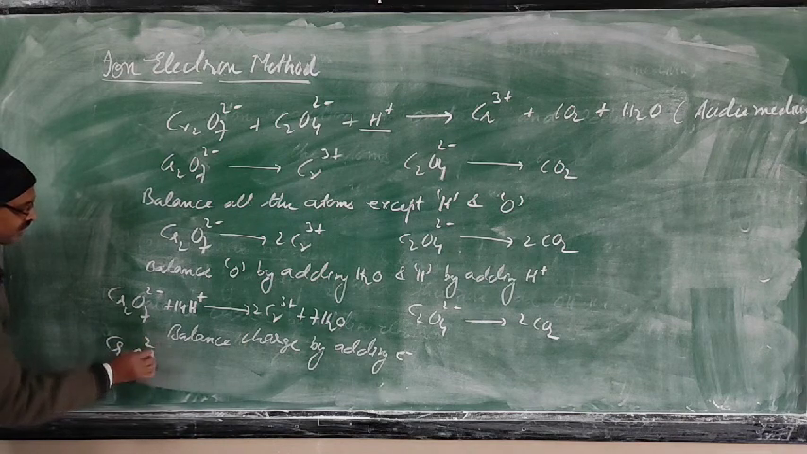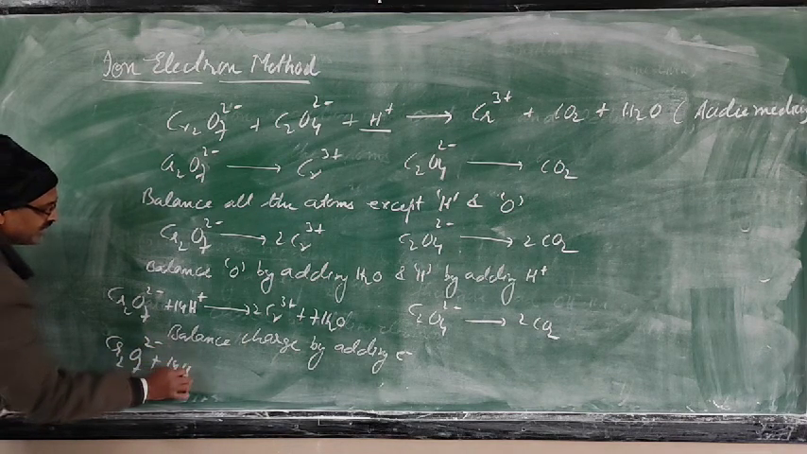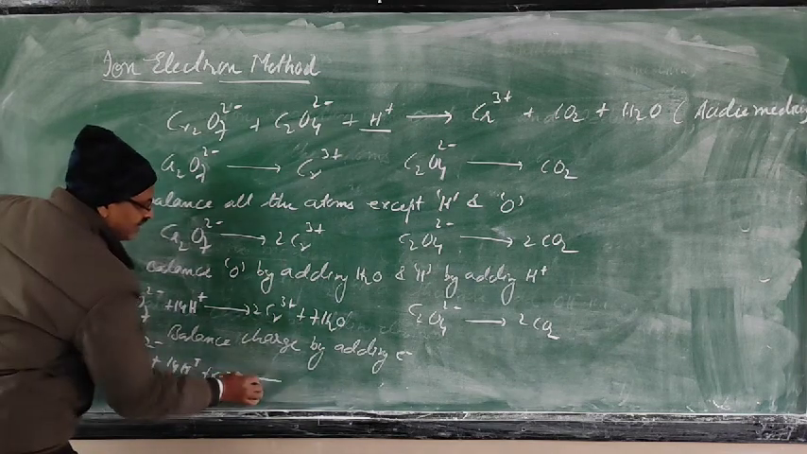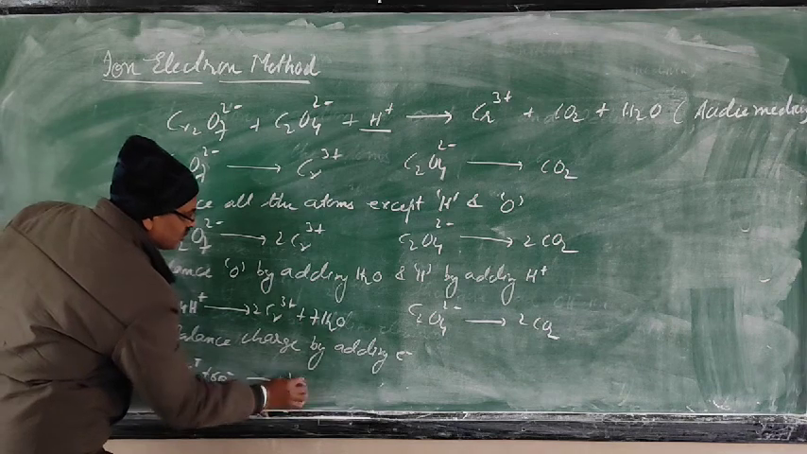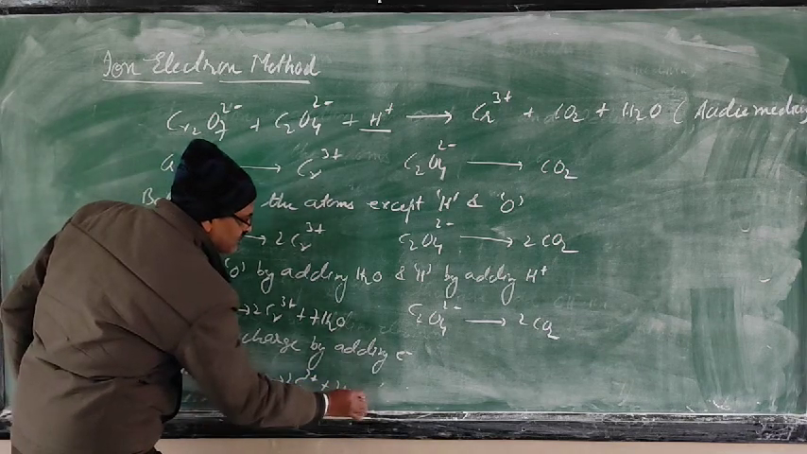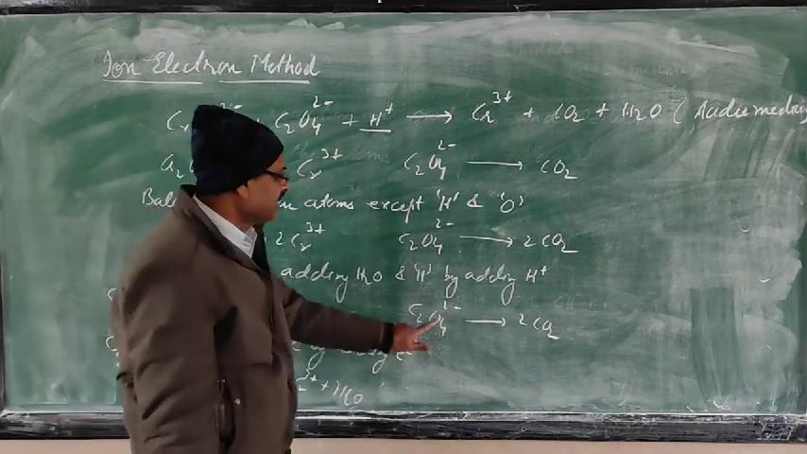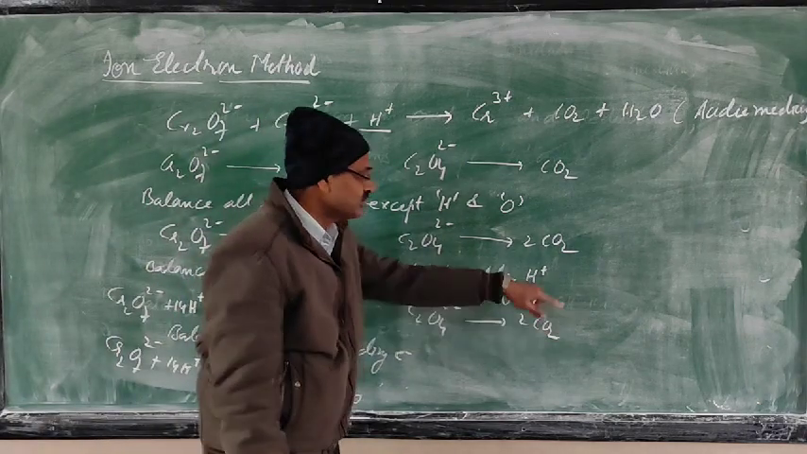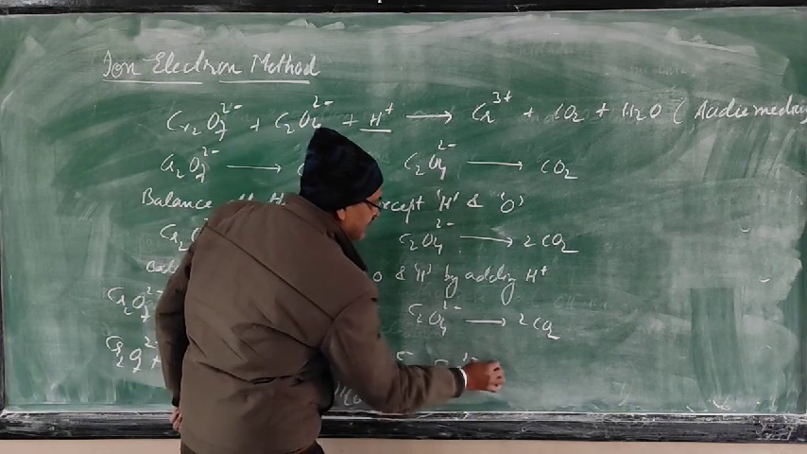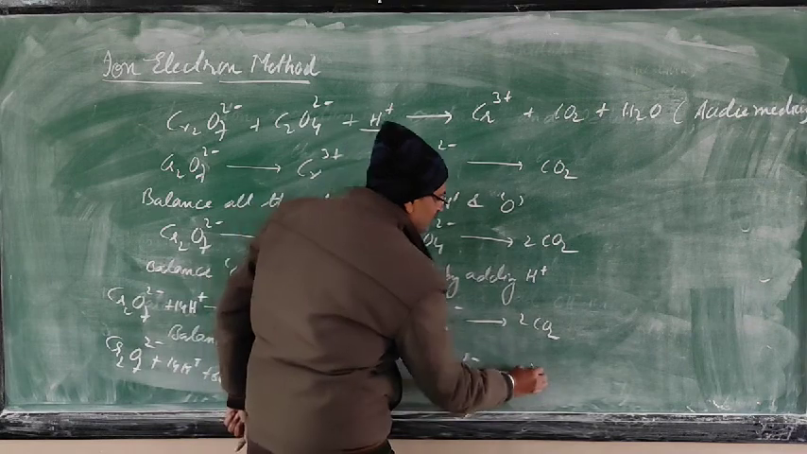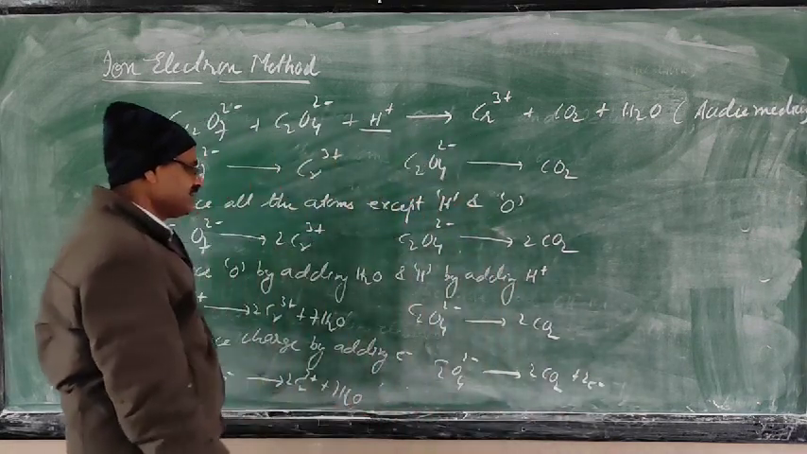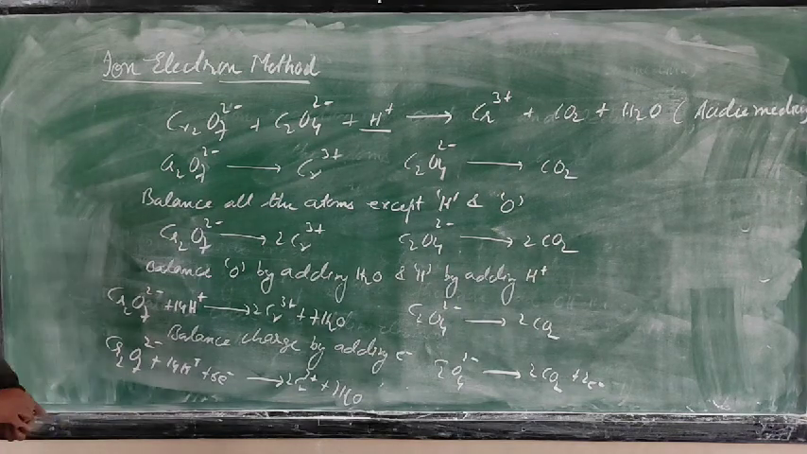Cr2O7 2- plus 14H+ plus 6 electrons gives 2Cr3+ plus 7H2O. In the other one, to balance the charge, minus 2 on one side and 0 on the other, you add 2 electrons on that side, because 1 electron carries 1 negative charge. So C2O4 2- gives 2CO2 plus 2 electrons. Now the charges are balanced. We have to add both the equations.